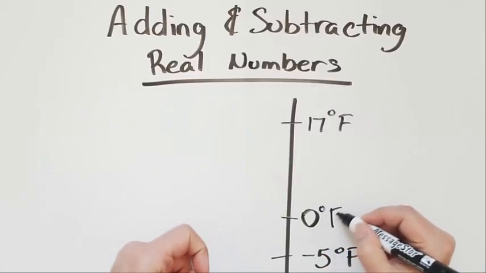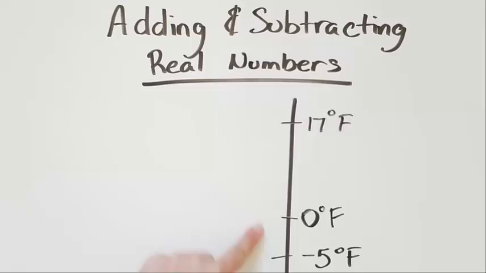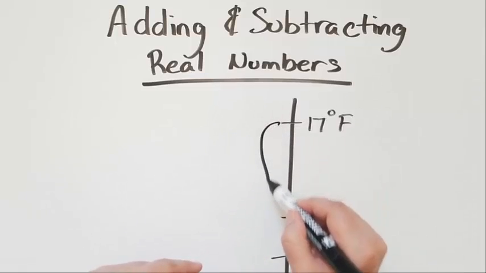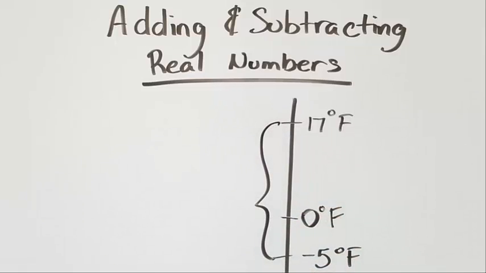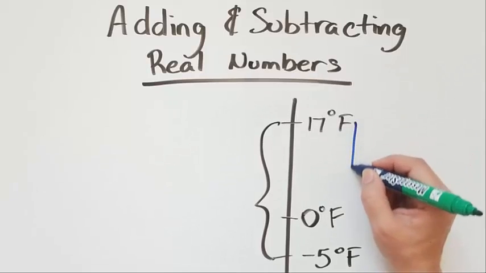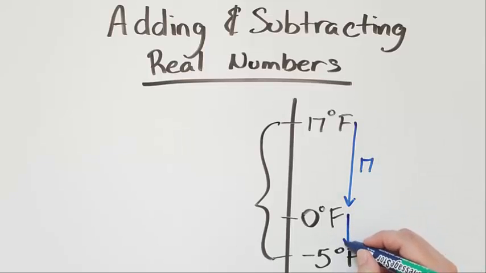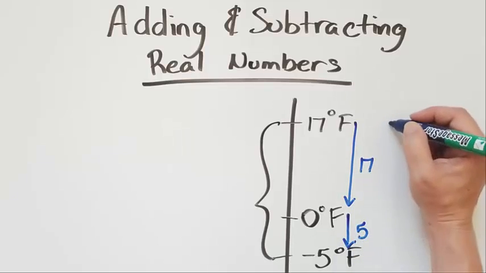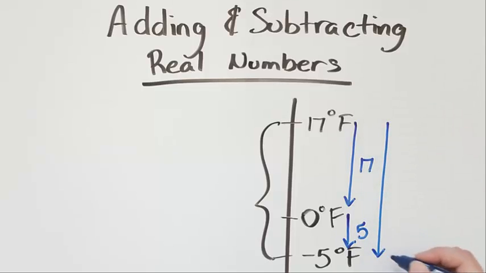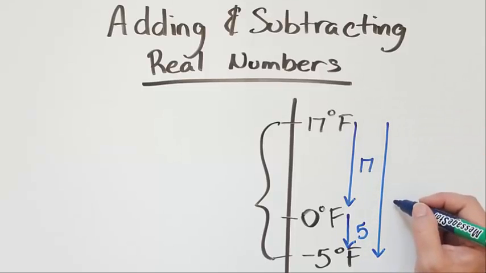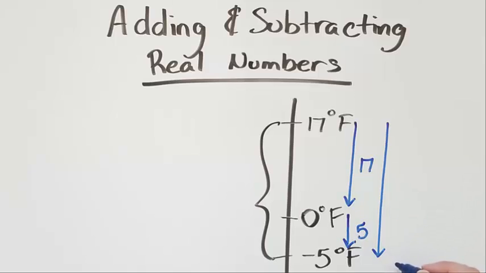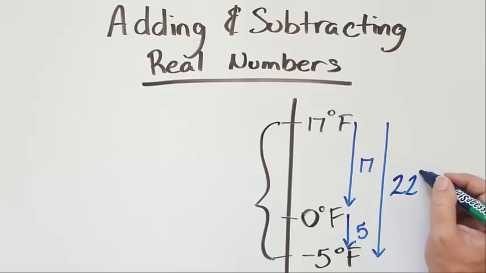That's 0 degrees Fahrenheit. It wants to know what is the difference. What is this total range of temperatures? Well, if this is a 17 degree difference and this is a 5 degree difference, what is the total degree difference? I dropped first a 17 and then I dropped 5. So I ended up dropping a total of 22 degrees.